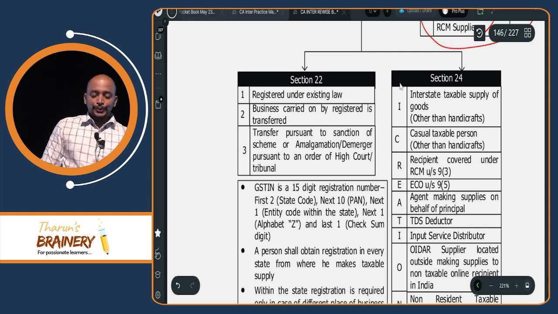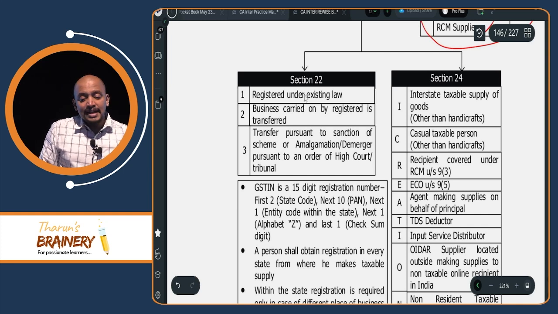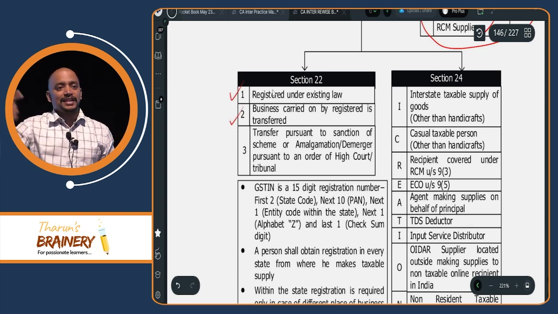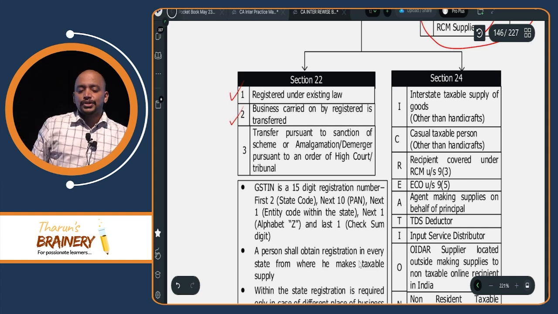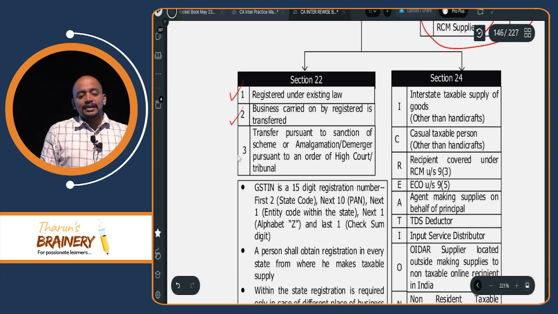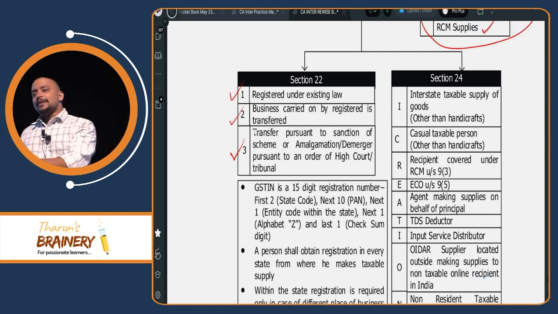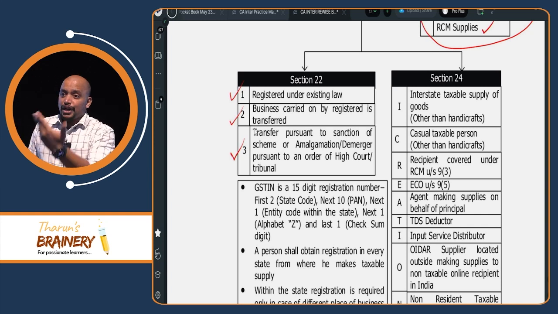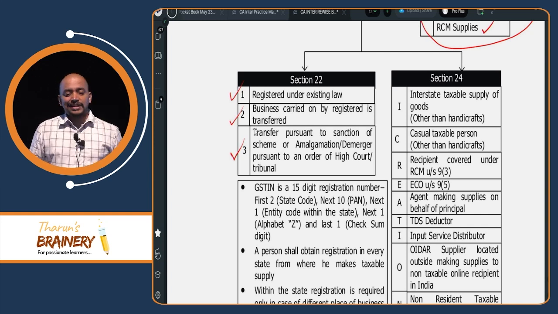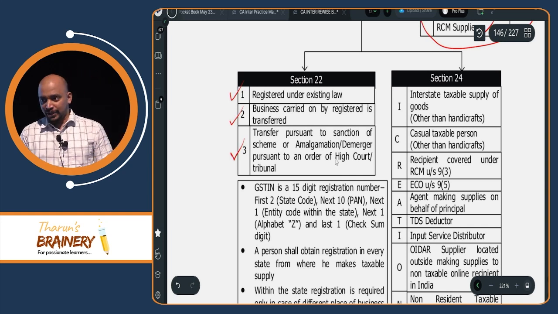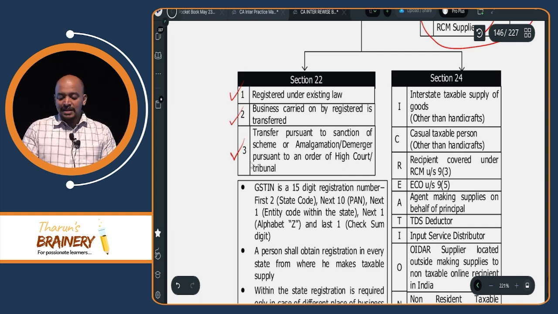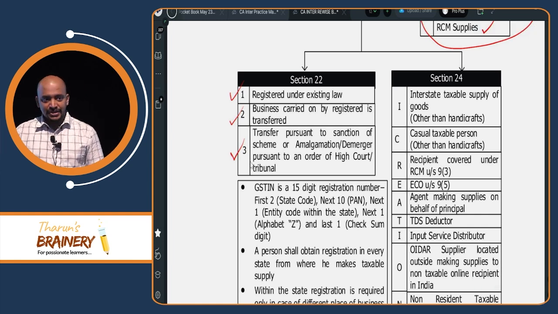First looking into 22. If you are already registered under existing law, that is old indirect taxes, under GST also you need to compulsorily register. Same way, when a registered person transfers his business to another person, the transferee should definitely get registered. Then, transfer pursuant to scheme of amalgamation or demerger, the amalgamated company or the resulting company, even though it is a new company, needs to get registered as and when they get the certificate of incorporation. So in these three cases, a person is compulsorily required to get registered.